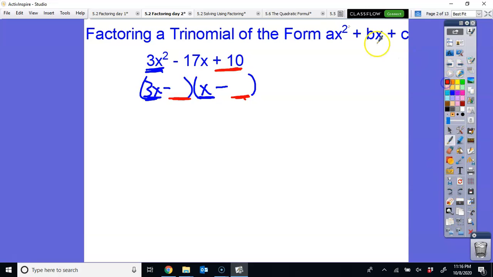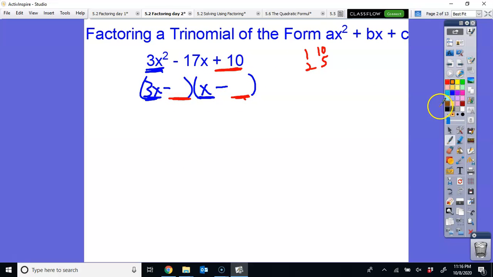What are the factors of 10? 1 times 10 or 2 times 5? Now you may look at those and you may think about the problems we just finished and say, there ain't no way. 1 and 10 is 11, 2 and 5 is 7. I can't get 17 out of that. Oh, I can do 10 and 2 and 5. You can't do that. It's got to be either 1 and 10 or 2 and 5.